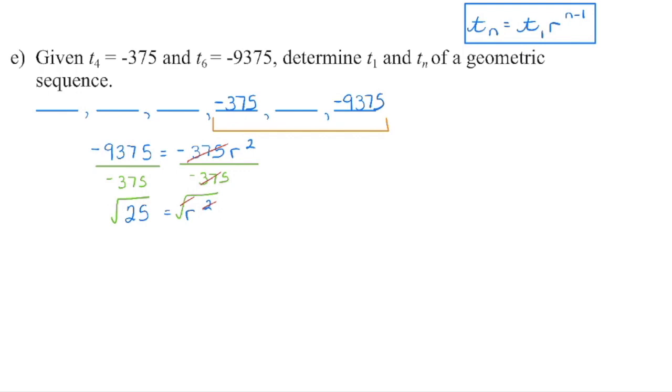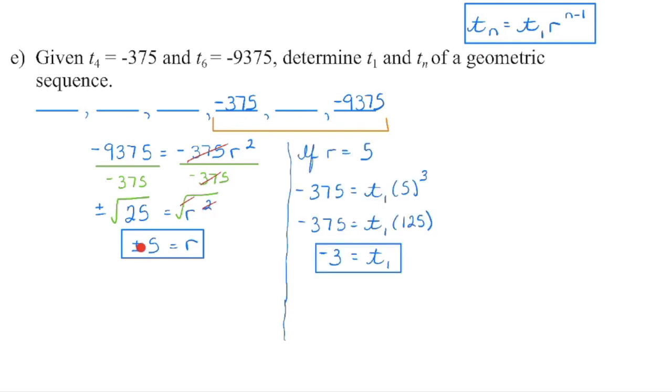And then remember, when we square root, because this is a variable, we're going to end up with a positive and a negative root. So we're going to get positive 5 as well as negative 5 for r. There's 2 potential common ratios, and that occurs if the exponent on r is an even number. In the previous example, that exponent was an odd number, in which case we're not going to end up with the 2 cases.